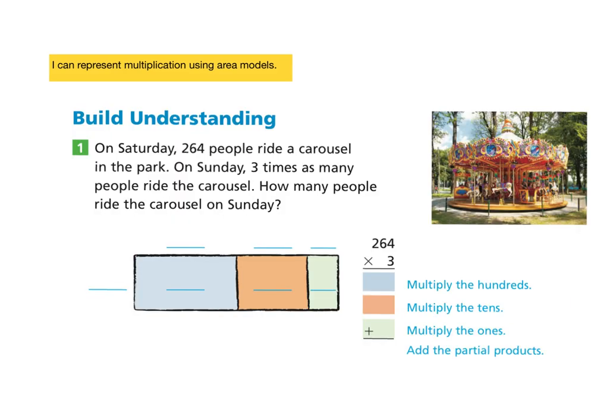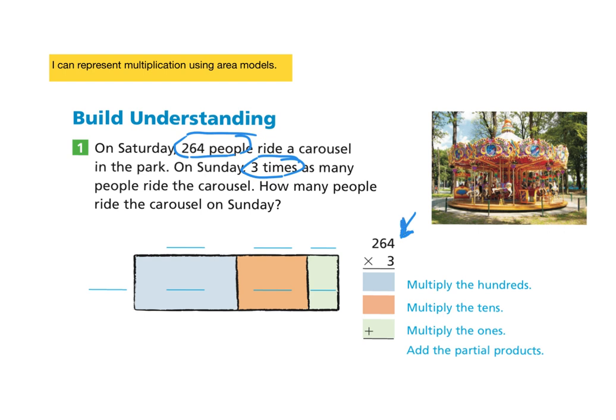All right, here is another example. So let's solve this problem to show how to do this next example of an area model. It says, on Saturday, 264 people ride a carousel in the park. On Sunday, 3 times as many people ride the carousel. How many people ride the carousel on Sunday? So if we know that on Saturday, there's 264 people. On Sunday, 3 times as many ride that carousel. And we want to find out how many are on Sunday. This is a multiplication problem of 264 times 3.